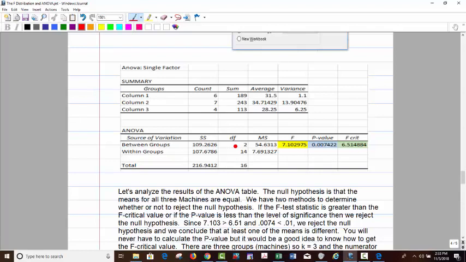And let me mention real quick. The 2 is coming from, there's 3 groups. 3 groups minus 1 is 2. And the 14 comes from, there's 17 total data values. 17 values minus 3 groups gives you 14 right there.